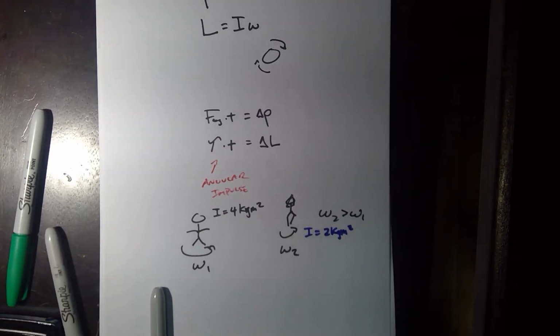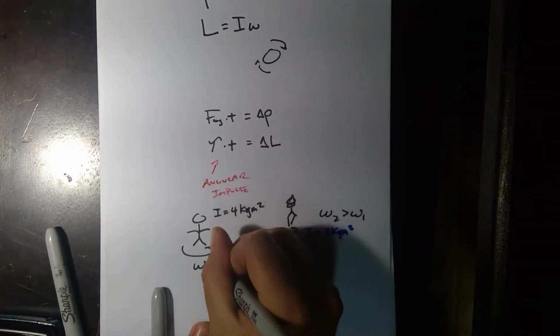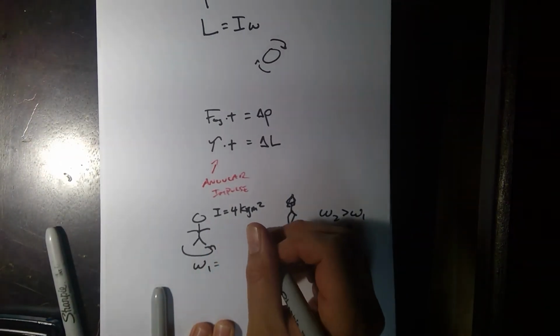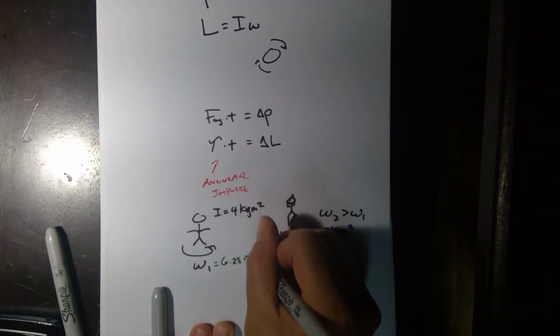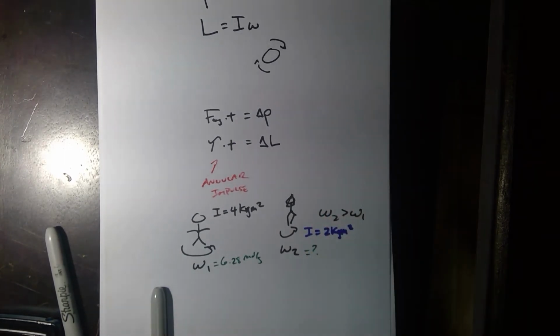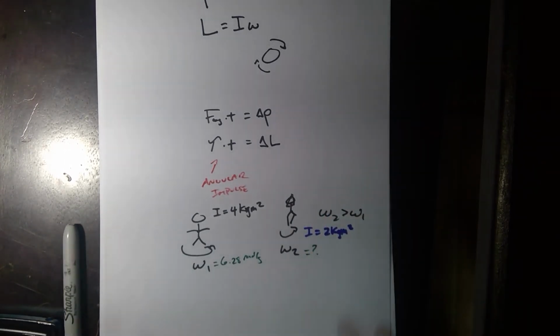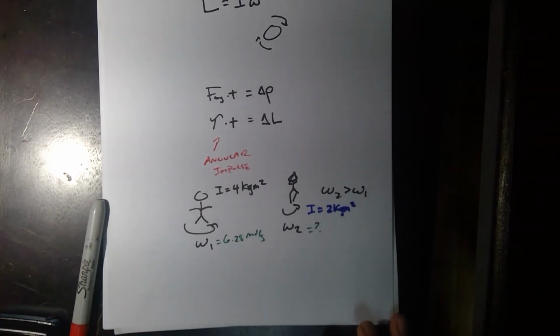Now, if we're going to say that they've got a decent omega, let's call it maybe 1 rotation per second here, 6.28 radians per second. What's omega 2? This is going to involve the fact that angular momentum can't change. There is a reason angular momentum can't change.